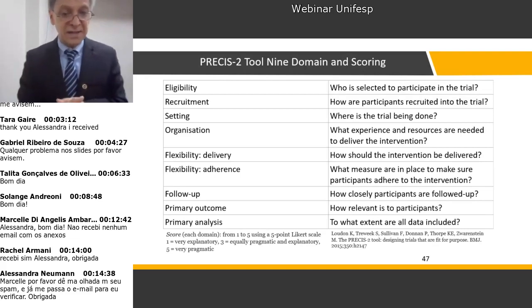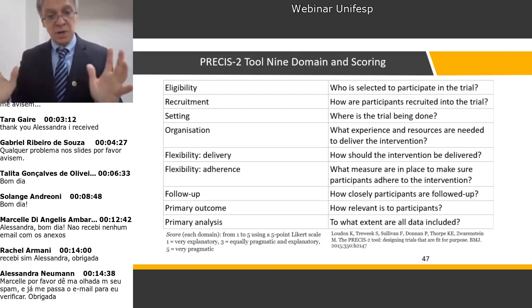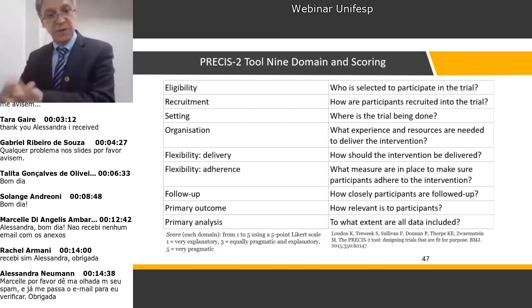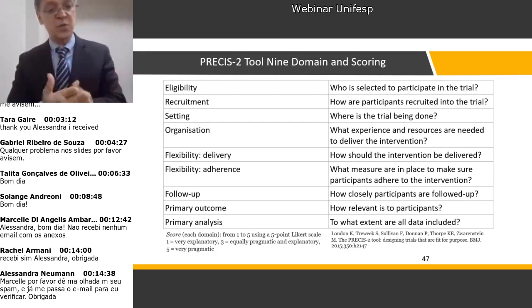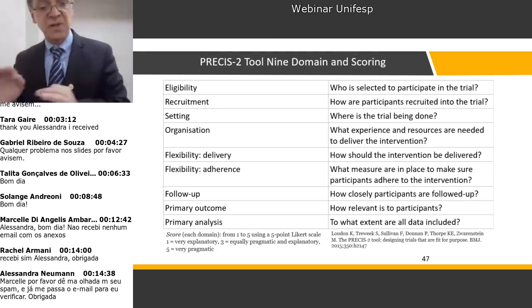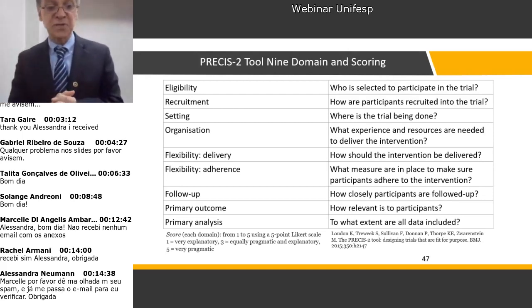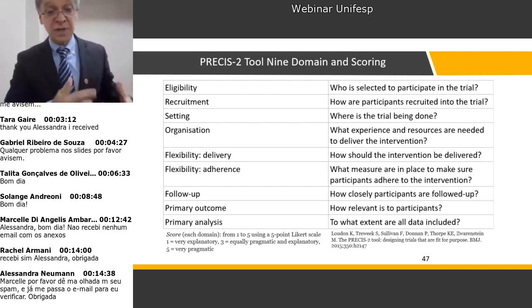Flexibility, delivery, and adherence. How should the intervention be delivered? Okay, well, if you have a clinical trial unit like we do, oh, it's perfect, okay? If the medication has to be delivered to patients in such a way, and so on and so forth, everything is going to be to the T, perfect. But hey, how should the intervention be delivered in a rural hospital? With people working, they have to take care of patients, still have to help your research.